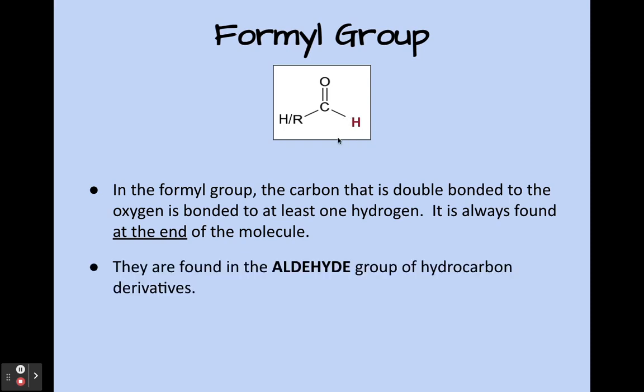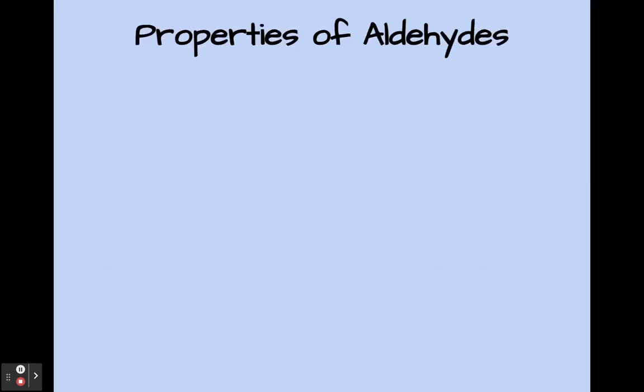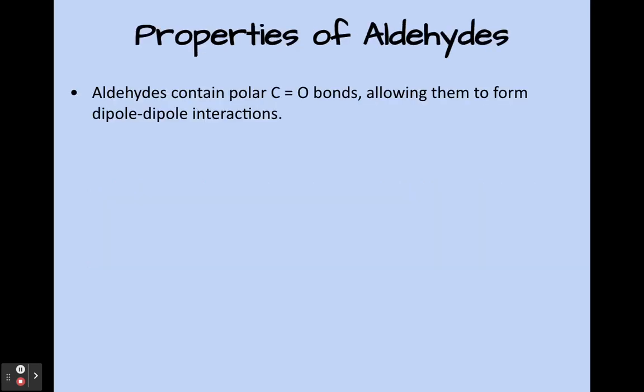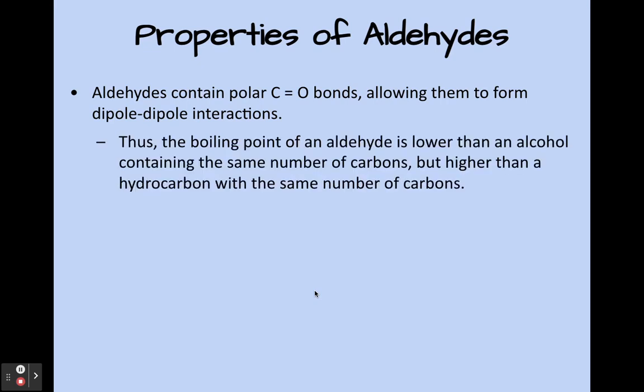So when you see a formyl group, those are found in the aldehyde group of hydrocarbon derivatives. Molecules that contain formyl groups are called aldehydes. Aldehydes contain that C=O double bond, and this is a polar bond, so they can form dipole-dipole interactions, but they can't form hydrogen bonds. So their boiling point is going to be lower than an alcohol containing the same number of carbons, but higher than a hydrocarbon.